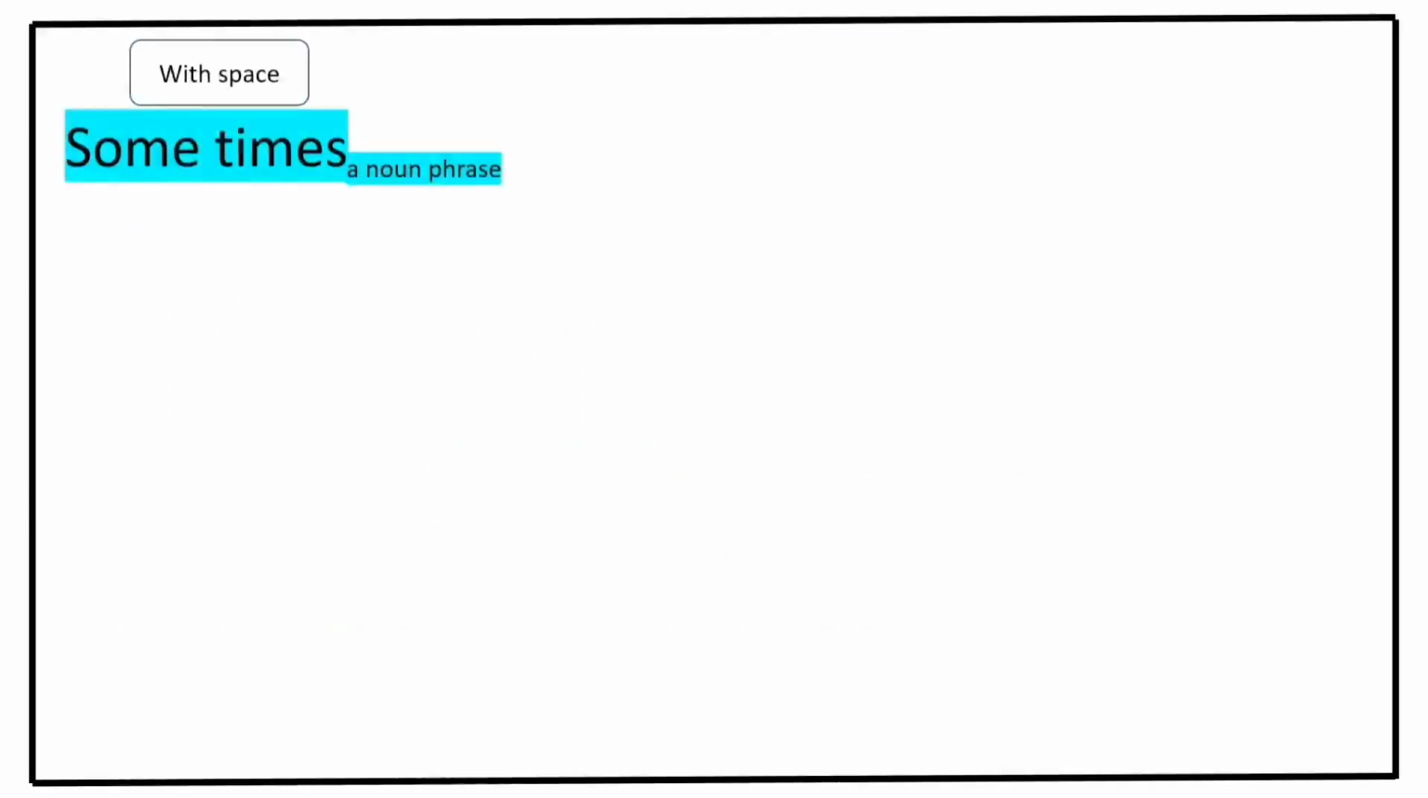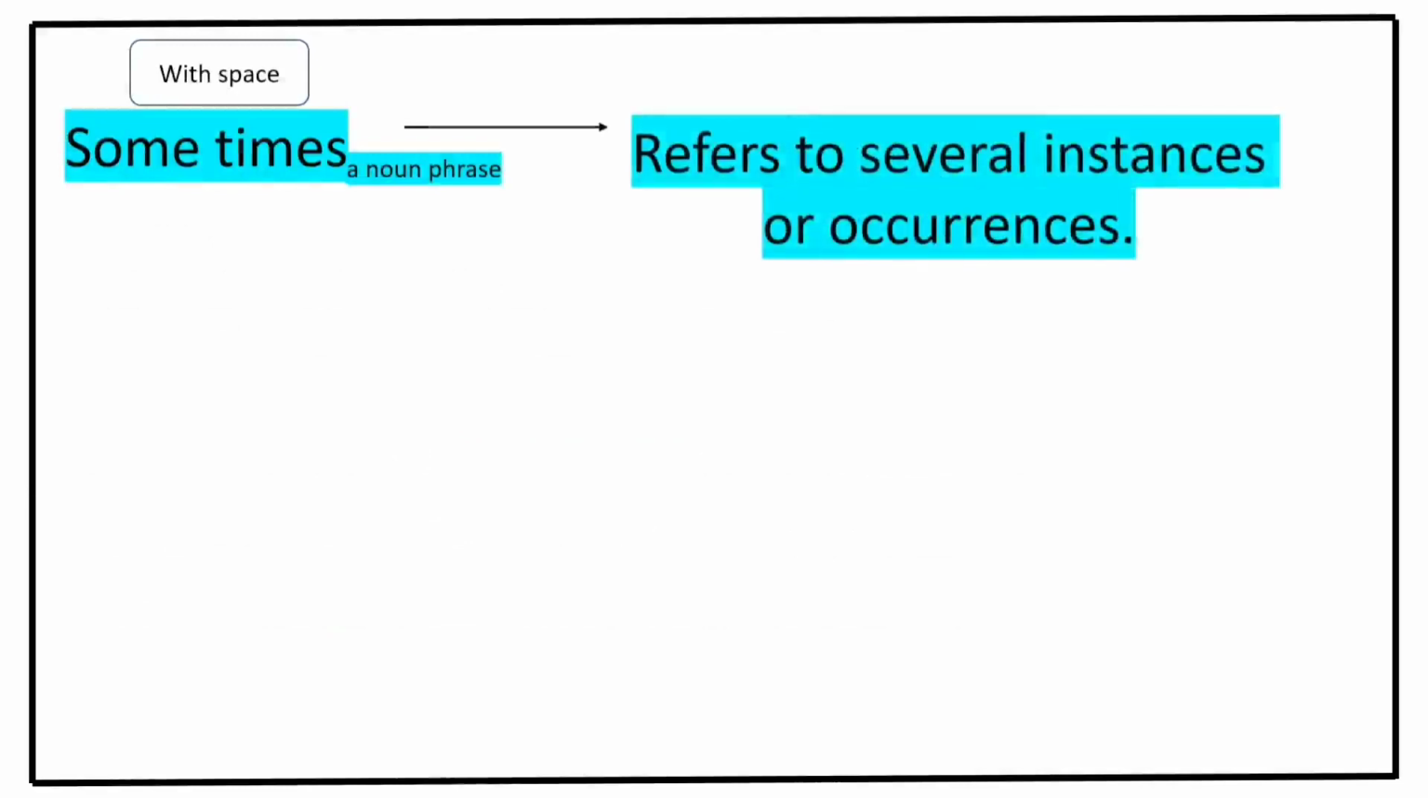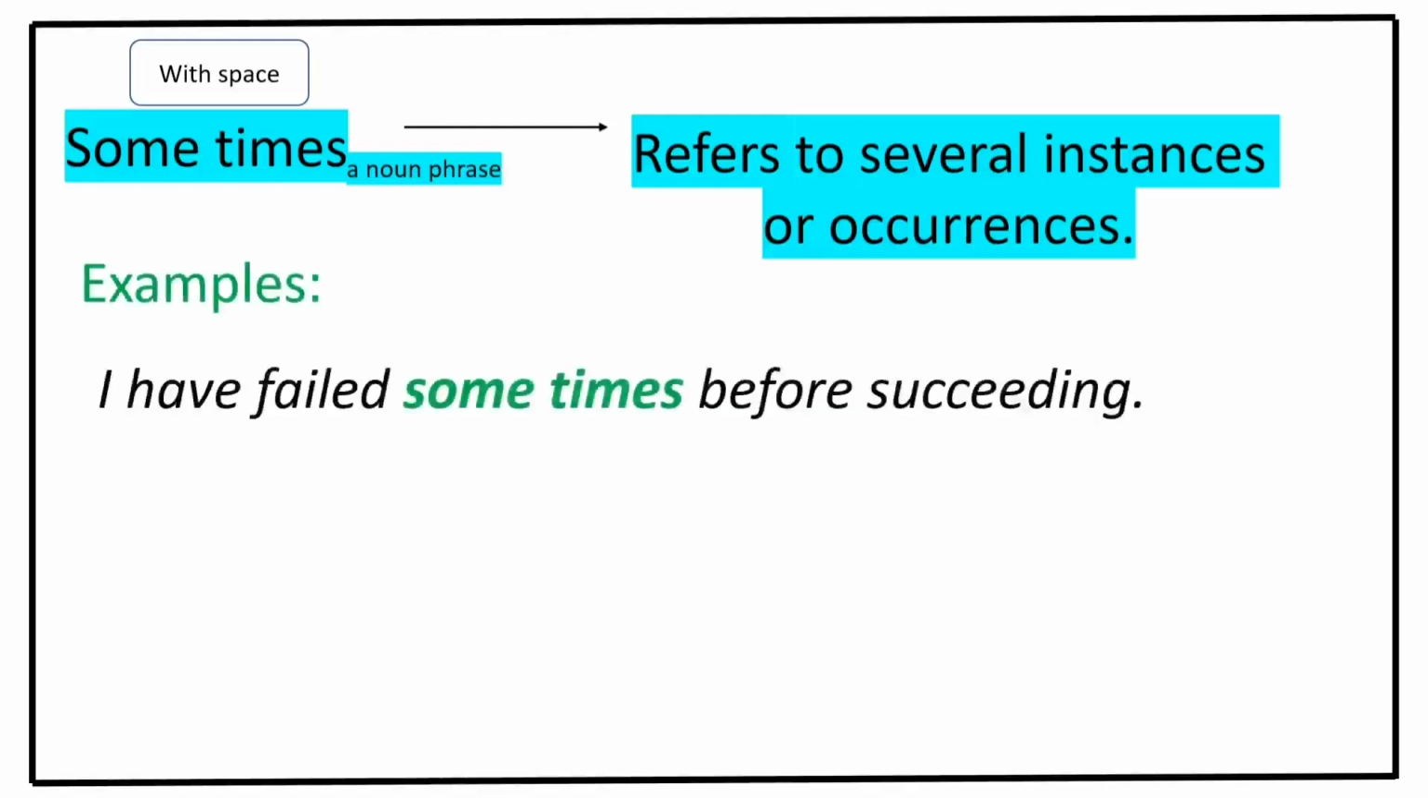"Some times" with a space is a noun phrase used to describe multiple instances or occurrences of an event or activity. For example, I have failed some times before succeeding. "Some times" in this context refers to a few occurrences. It indicates that the person experienced failure multiple times before finally achieving success.